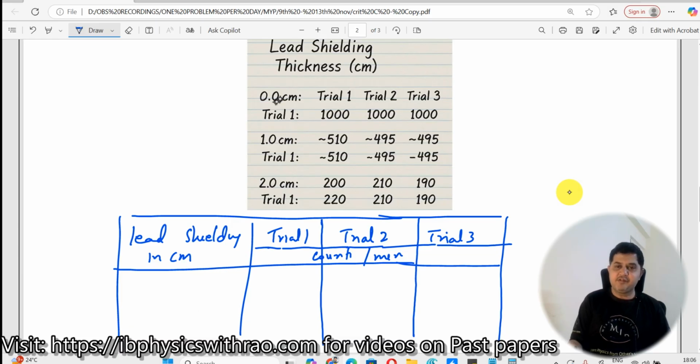Now what you do? First you start with 0 centimeter. So 1, 0. Do not write the unit once again here. I am not going to write trial 1, trial 2, trial 3 again. You are just going to write the values only.